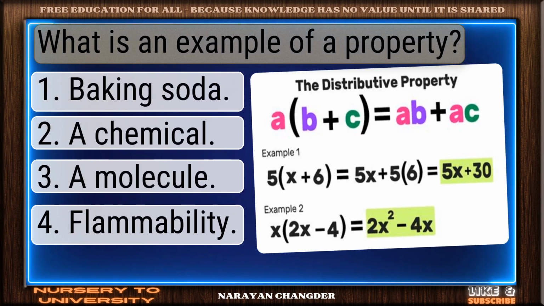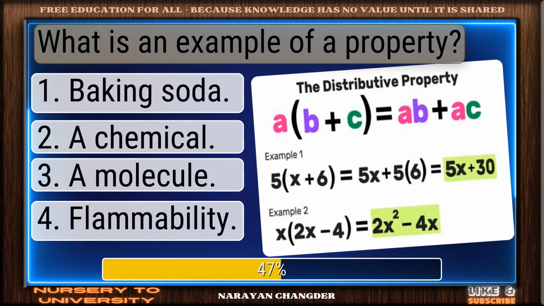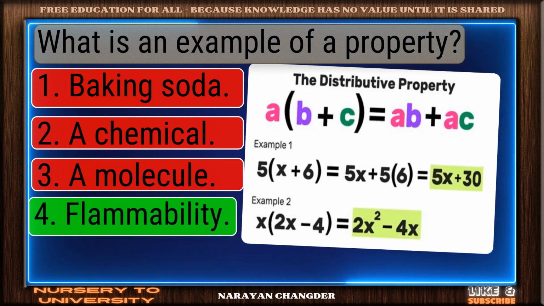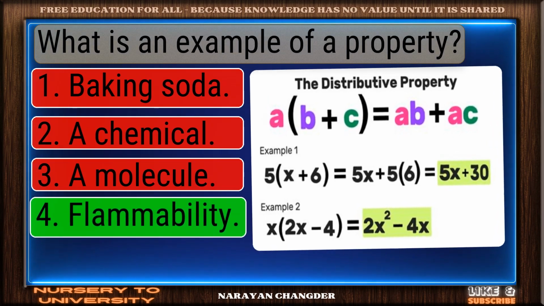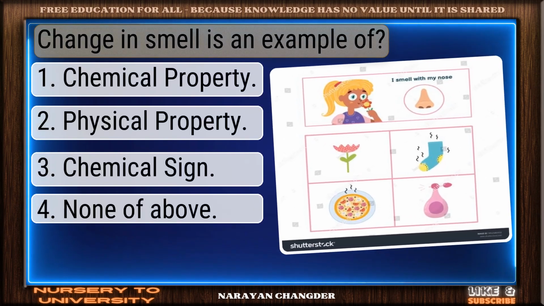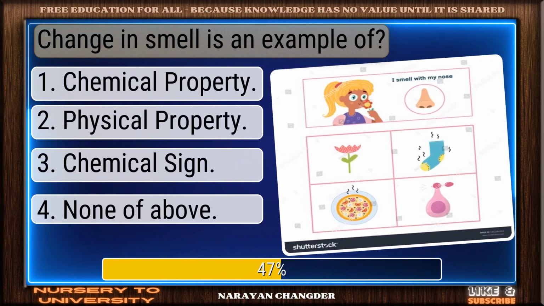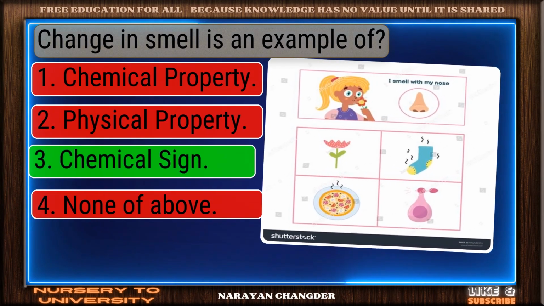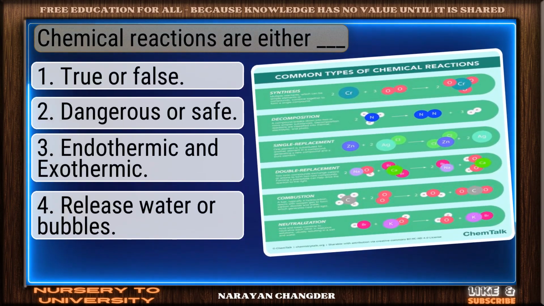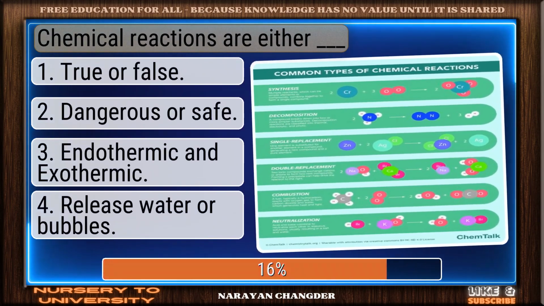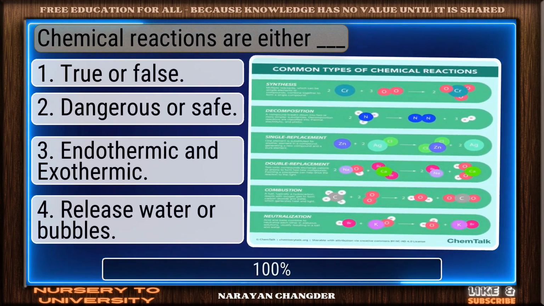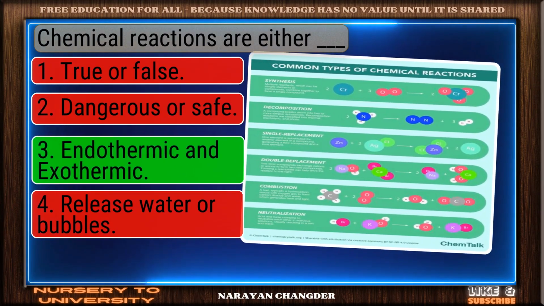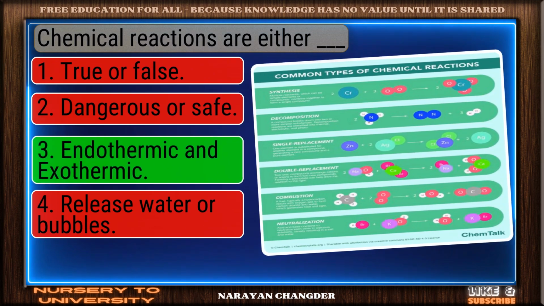What is an example of a property? Good job. Your answer flammability works well here. Change in smell is an example of. Great job. Chemical sign is the accurate answer. Chemical reactions are either dash. You're right. Endothermic and exothermic is the correct answer.